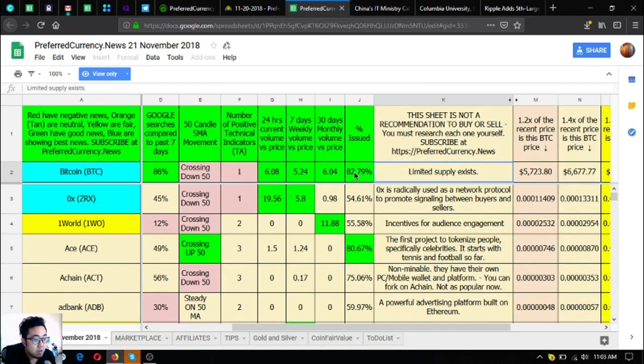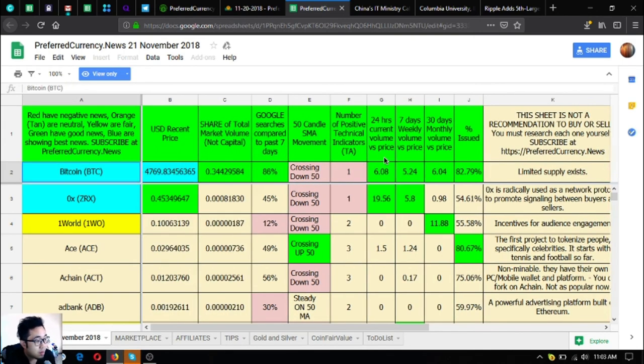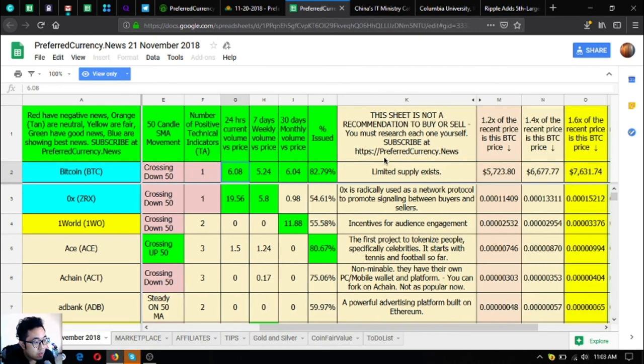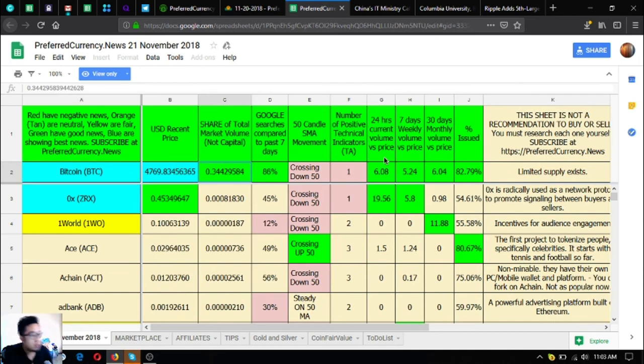So as you can see, Bitcoin, you can include Bitcoin in your research list or in your portfolio. Okay, so the information on the right of that is technical analysis. This is very, very informative, as you can see.